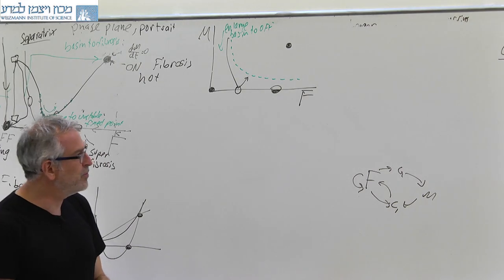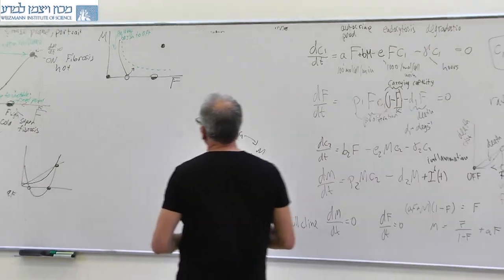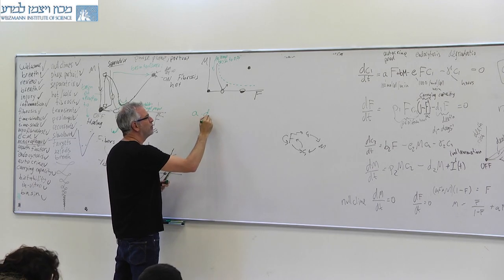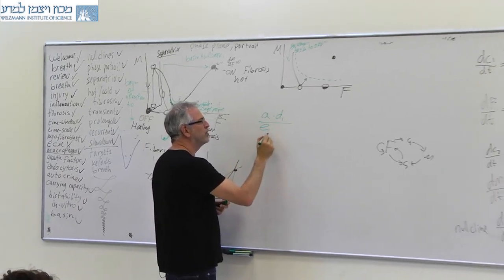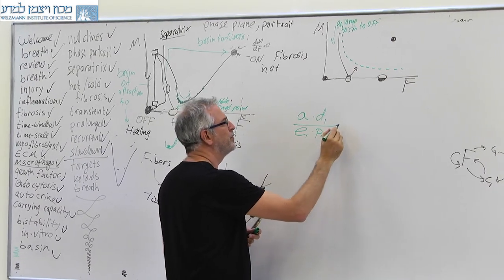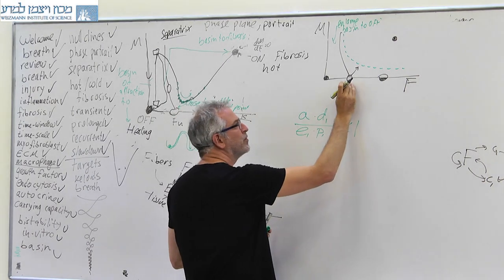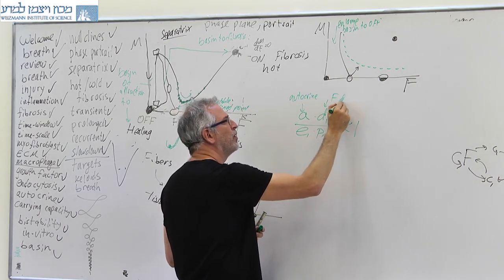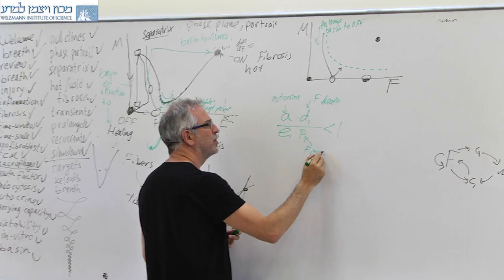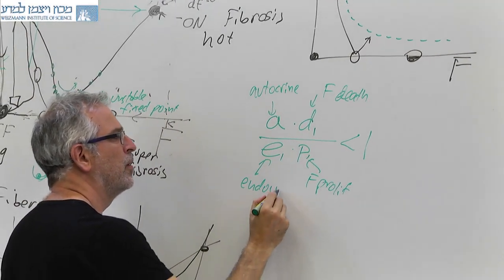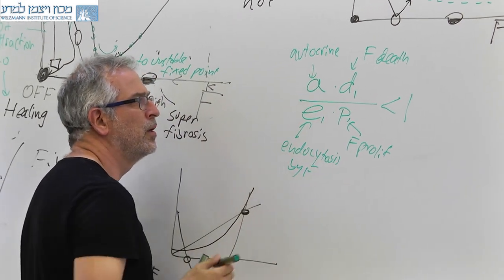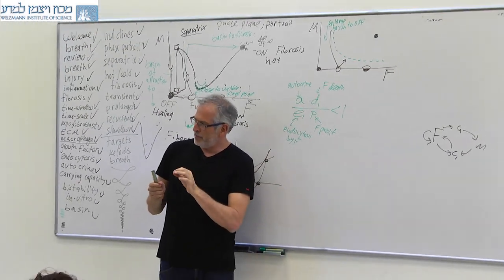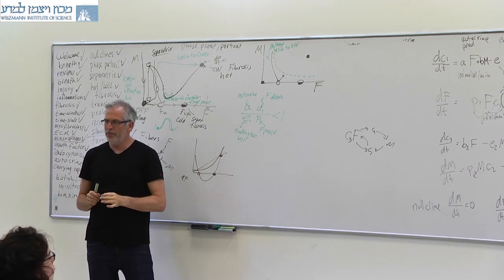And it's not only the autocrine loop, it's in fact a whole combination of parameters that does that. The combination of parameters is the autocrine loop times the death rate of the fibroblast divided by the endocytosis of the fibroblast times the proliferation rate. This has to be less than 1 for this fixed point to vanish. This is the autocrine, this is F death, this is F proliferation, and this is endocytosis by F. So it's all about the F. I don't have to tune it to 0. I just need this combination of parameters to become smaller than a critical number.